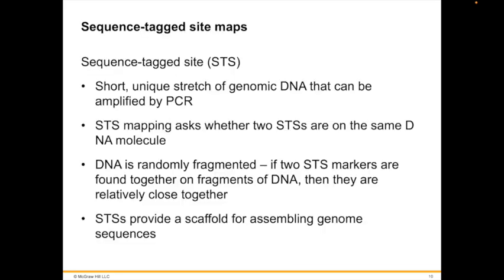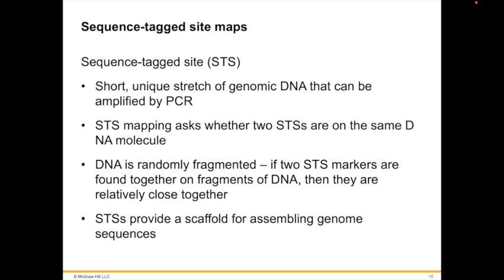So we have the sequence tagged site. They're a short, unique stretch of genomic DNA that can be amplified by PCR. Sequence tagged site mapping asks whether two sequence tagged sites are on the same DNA molecule.